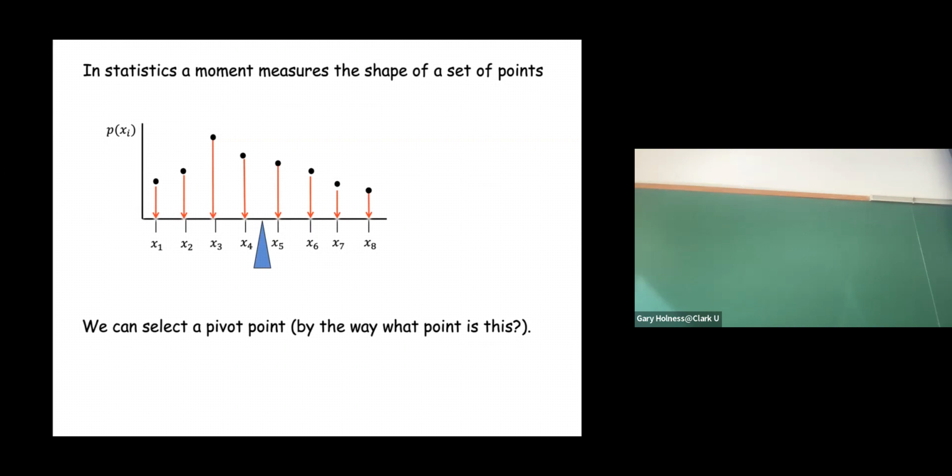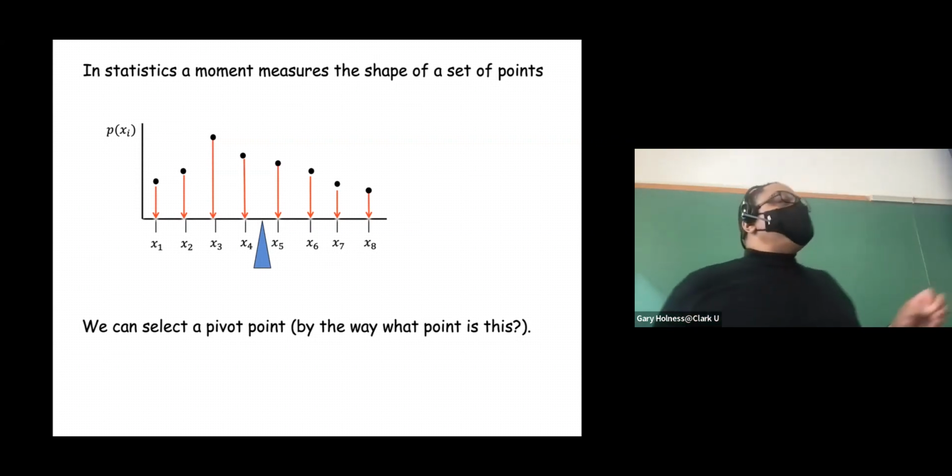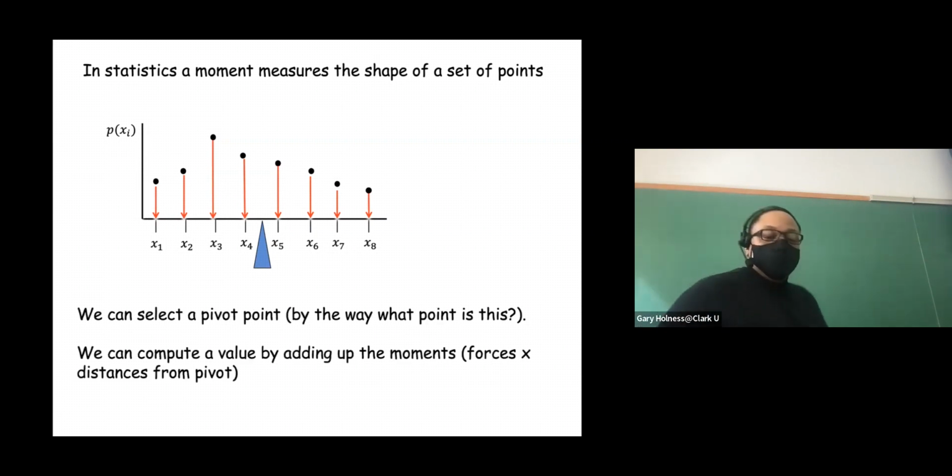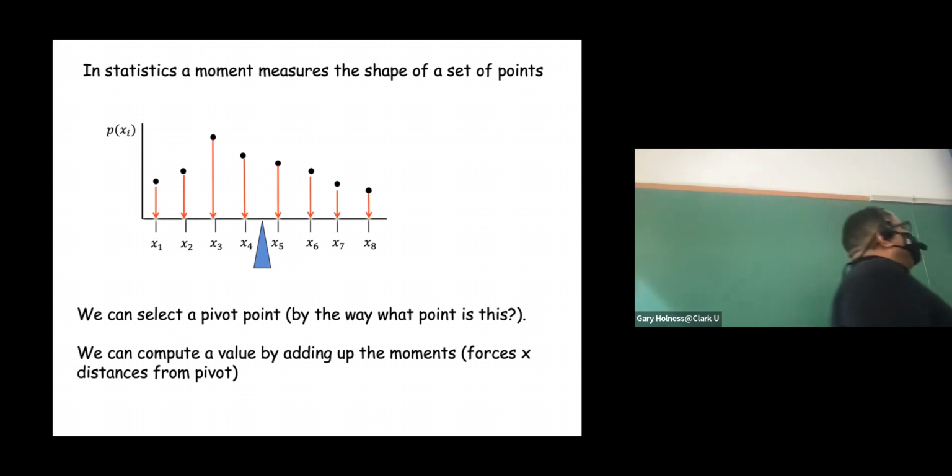The middle order statistic. It's the median, right? So the median is just that midway point by rank for all of your values, okay? Now you can compute a quantity by treating these probability mass points as forces, and you can sum the moments together just like we did before.